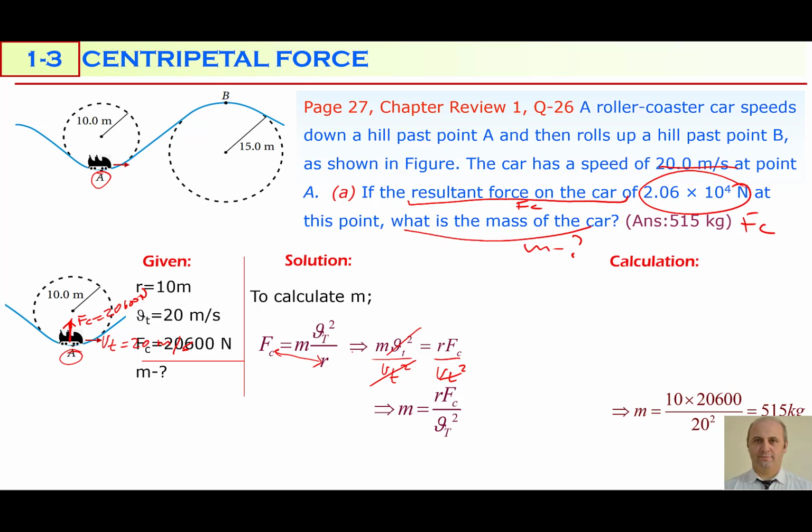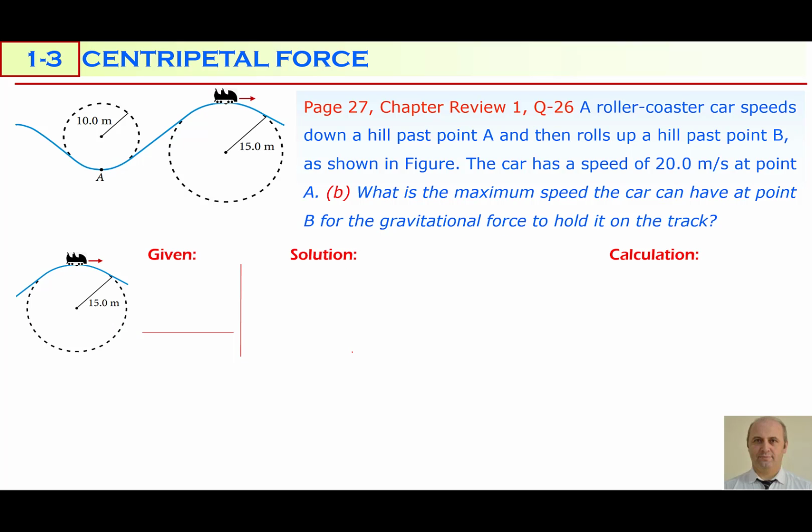This question is in part B. Now let's continue with part B. Part B asks what is the maximum speed the car can have at point B. Of course, this car will go down to A and after that roll up to B. This is B. So what is the maximum speed the car can have? Of course, it's talking about the tangential speed here. What is the maximum speed the car can have at point B for gravitational force to hold it on the track? In here, this definition is very important.